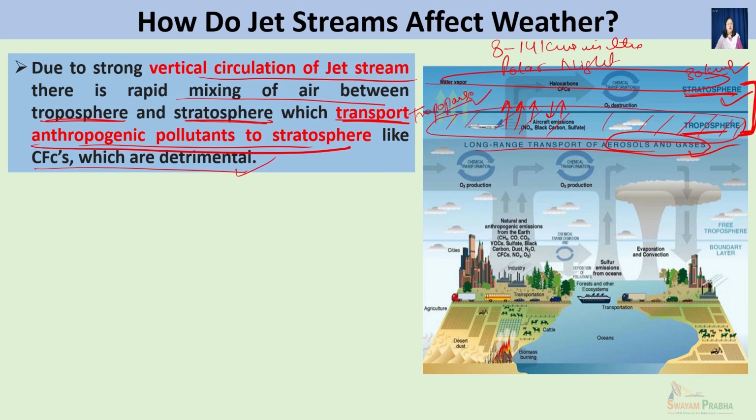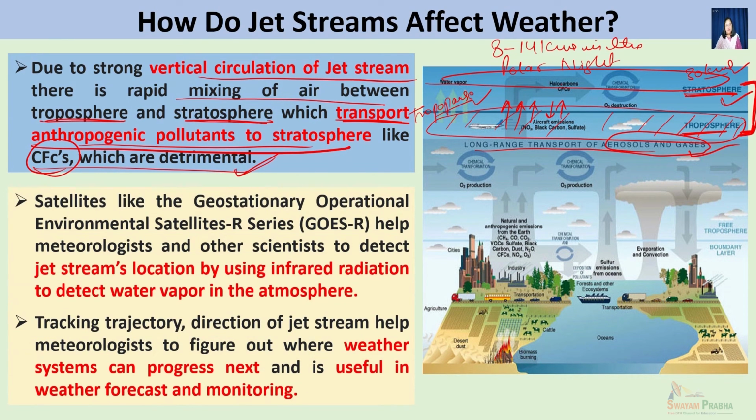And even in the polar areas, the transportation of the anthropogenic pollutants reaches the higher atmospheric level in the stratosphere. And in the past, we have seen the detrimental effects of the transfer of anthropogenic pollutants to the stratosphere in terms of depletion of the ozone layer. So jet streams can definitely affect weather conditions by the transport of anthropogenic pollutants also to the upper atmosphere.